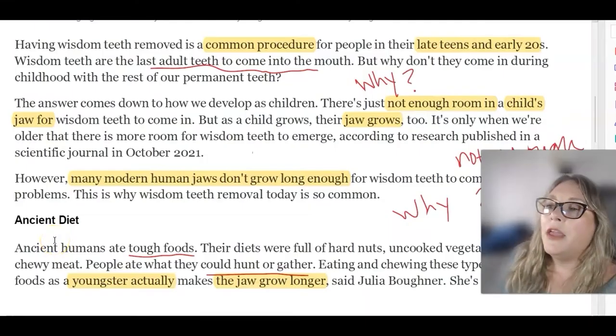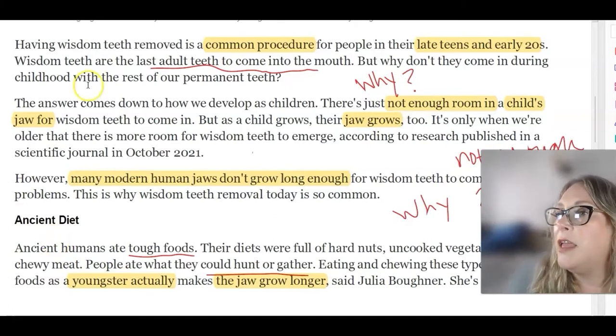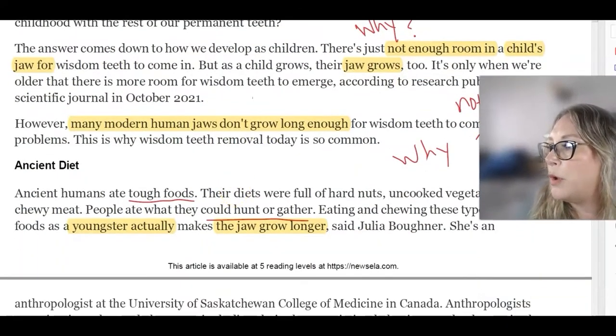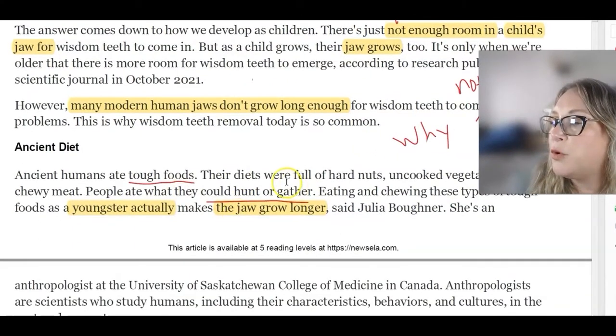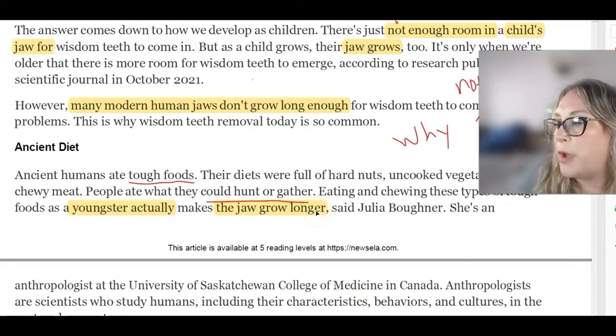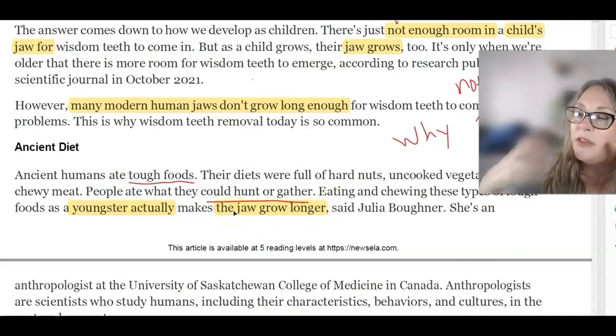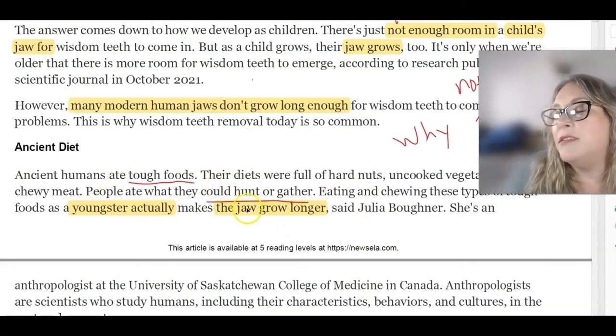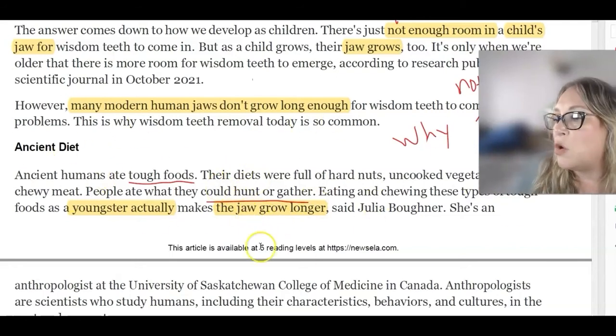Okay, so I'm back here on my document that I annotated, and I'm looking at the part that talks about ancient humans and what they ate. And we know that their diets were full of hard nuts, uncooked vegetables, and chewy meats. We know that that was the reason why they continued to grow another set of molars, right? Because the jaw sometimes needed that, and that the molars would grind down. And we want this because it's a paraphrase. We're going to paraphrase this whole thing right here.